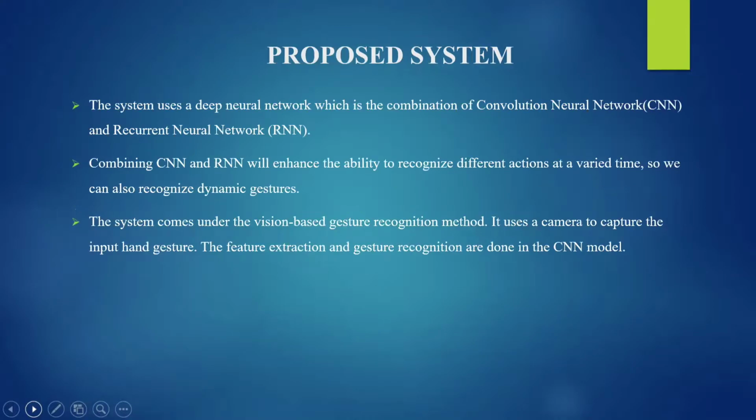And the next is the proposed system. Here, the system uses a deep neural network, which is the combination of CNN and RNN. CNN means convolutional neural network. It is a type of artificial neural network which is widely used for image or object recognition and classification. And RNN is a recurrent neural network. It is a class of neural network that is helpful in modeling sequence data. Combining CNN and RNN will enhance the ability to recognize different actions at a given time. So we can also recognize dynamic gestures.